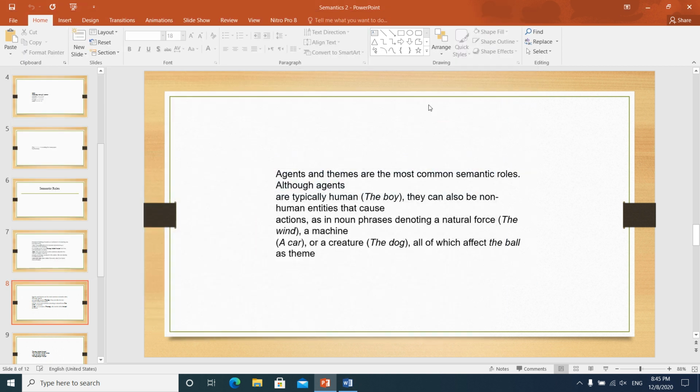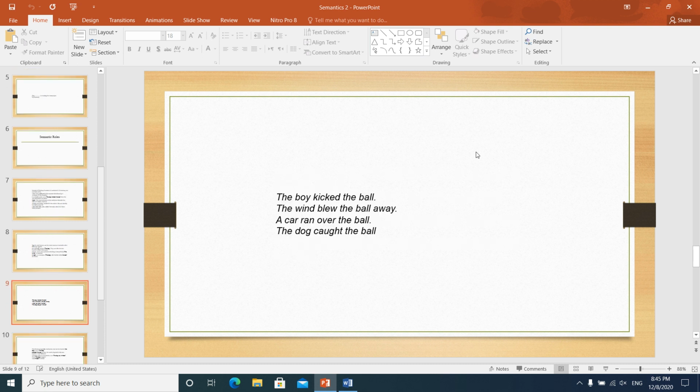But most of the time, agents are human. And the affected, as I said, could be human, could be non-human. The affected is called theme. Again, it could be human or non-human. The boy kicked the ball. These examples are from the book. The wind blew the ball away. See, the wind here is non-human, but it is agent. The car ran over it. The dog caught the ball.